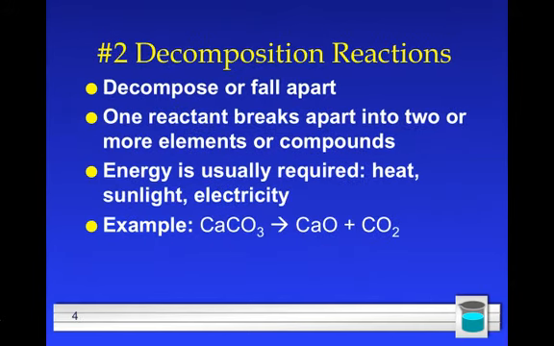Okay, the second type was something called a decomposition reaction, and again, this does exactly what the name says. When something is decomposing, it is breaking down. So in a decomposition reaction, you are breaking them apart. One reactant breaks apart into 2 or more elements or compounds. Energy is usually required in order to get decomposition started. So for instance, a lot of times you'll have to add heat, or you'll have to be under sunlight, or you'll have to add electricity. So an example of this problem would be calcium carbonate can break down to form calcium oxide and carbon dioxide.